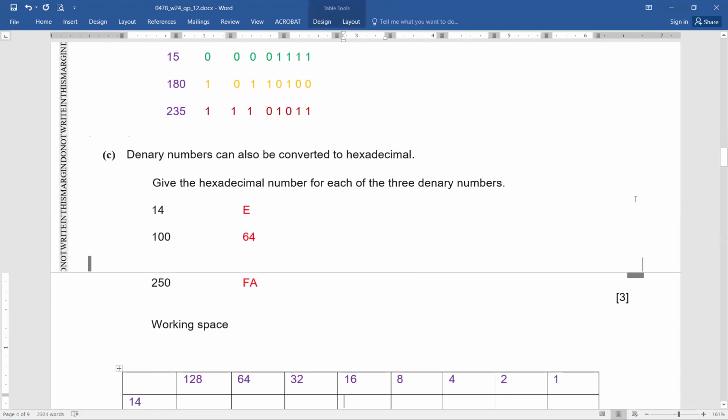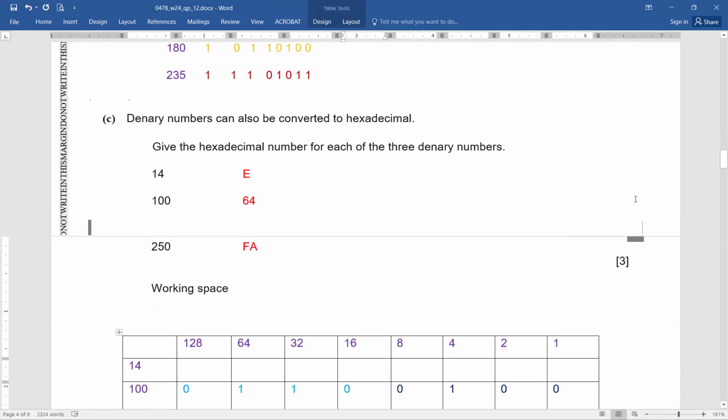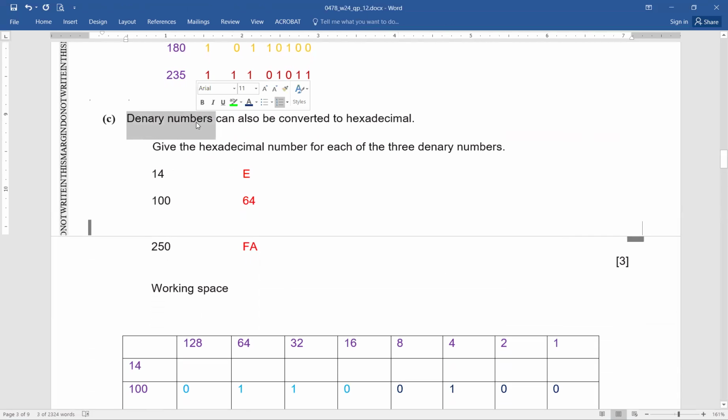Now, again, for the same purpose, for 14, I guess we remember that A is 10, B is 11, C is 12, D is 13, E is 14, and F is 15. So please note it's the denary number. That is why you will simply recall the denary number 14 means E. That is the trick actually.